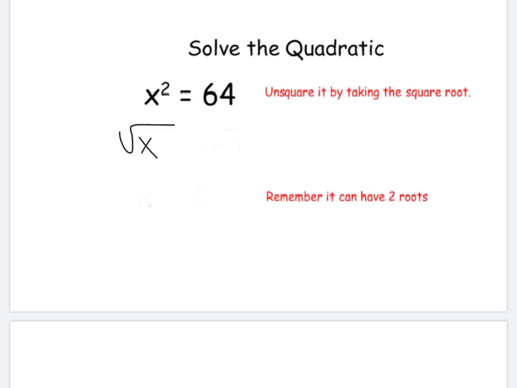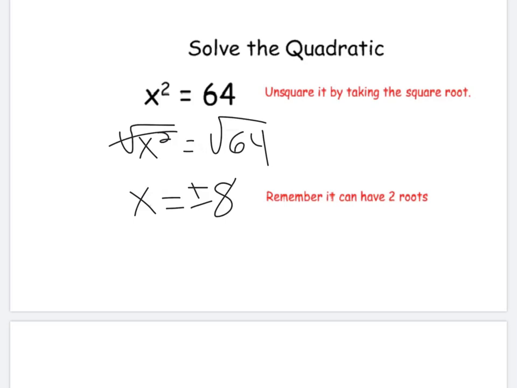So I want to take the square root of x squared, and I want to take the square root of 64. The square root and the square sign cancel each other out, so I'm left with x, and then the square root of 64 is 8. But remember, as we have discussed before, there are two numbers that multiply by themselves to make 64. That would be 8 times 8 and negative 8 times negative 8. So our answer is x equals plus or minus 8.